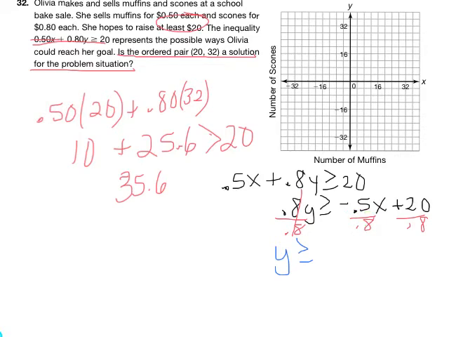50. It was 0.5, so 50 cents. So if you had 50 cents and you had 10 of those, you'd have how much? 5. And if you have 80 cents and you have 10 of those, you'd have 8. And don't forget it's negative. Now you have a nicer slope.